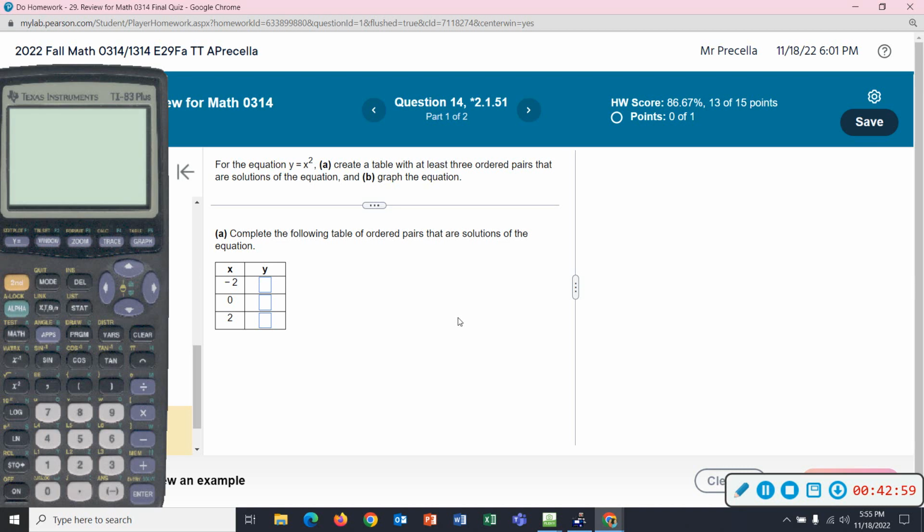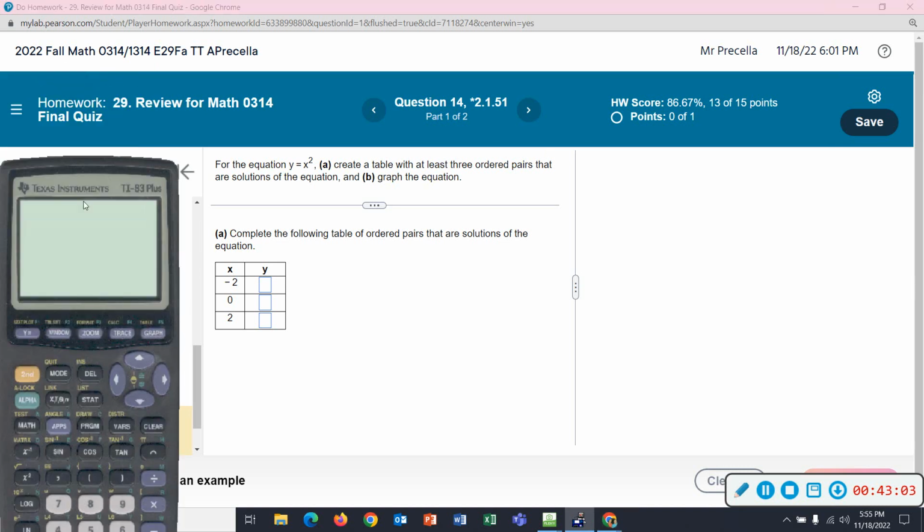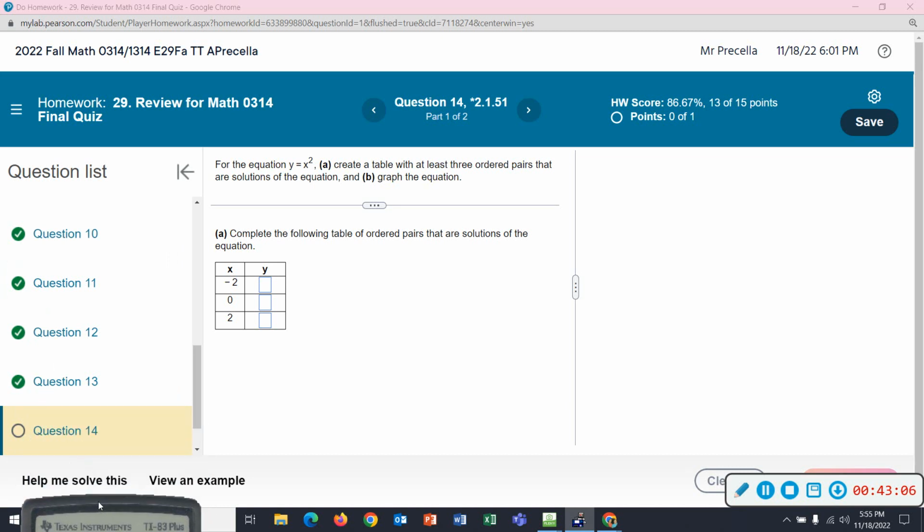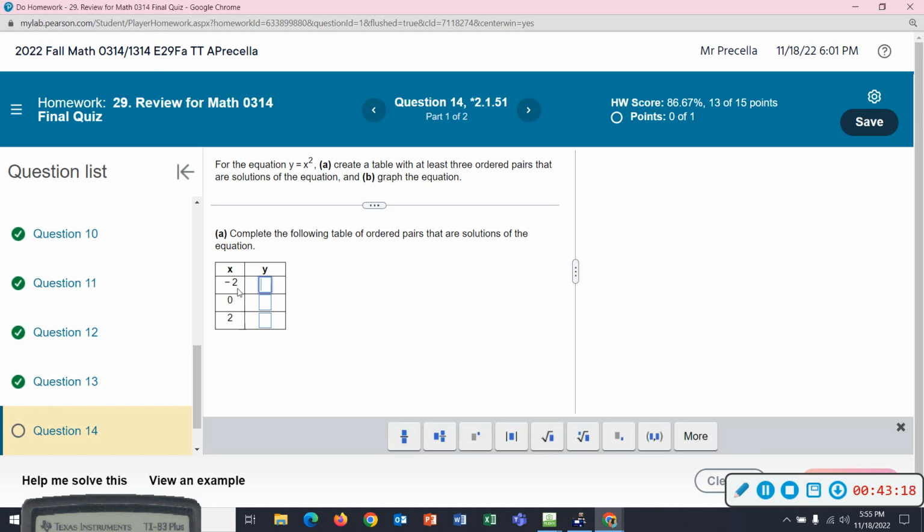Okay. Number 14 says, for this equation, create a table with at least 3 ordered pairs. Well, they're giving you the table right here. So let's do that first. It's an XY table. Plug these numbers in for X. Y equals X squared. Negative 2 times negative 2 is a positive 4. Now plug in a 0 in for X. 0 times 0 is just 0. Plug in a positive 2 in for x, 2 times 2, 4.